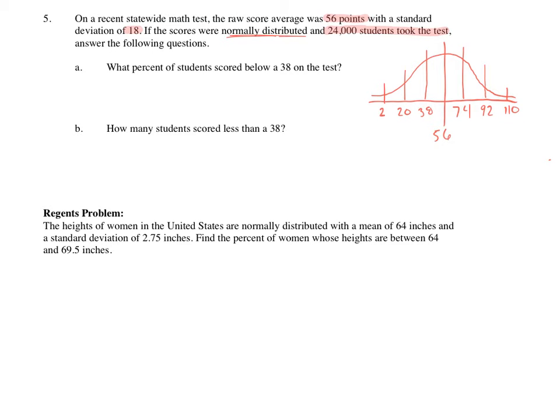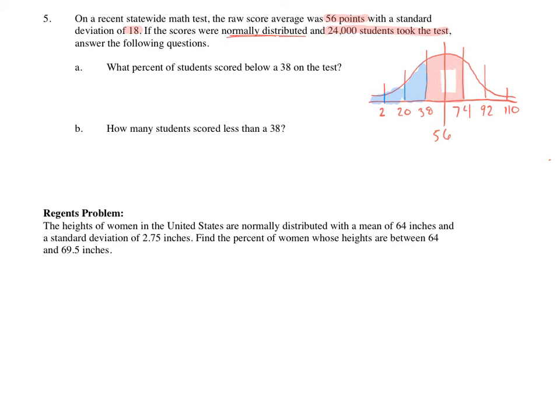Let me just use my highlighter tool here and shade in where that is. These are all the people who scored below 38. All these guys. We want to find them. The way I would do it is I would first eliminate all the pieces that aren't a part of this. This space here is not a part of that.